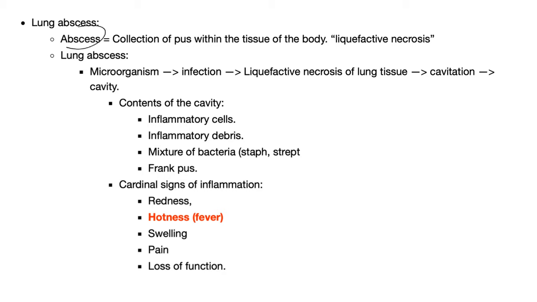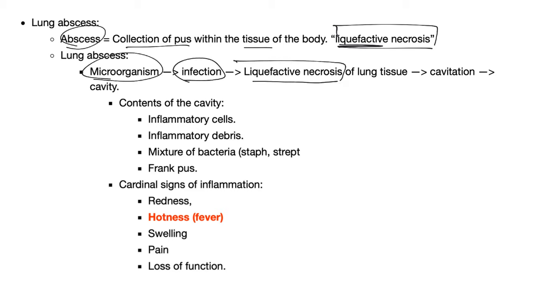Lung abscess. What's an abscess? Collection of pus within tissue of the body. What kind of necrosis? Liquefactive necrosis. You start with a microorganism, leading to infection, leading to liquefactive necrosis, leading to cavitation, and this is cavity formation. What's in the cavity? Inflammatory cells, inflammatory debris, mixture of bacteria, and frank pus.